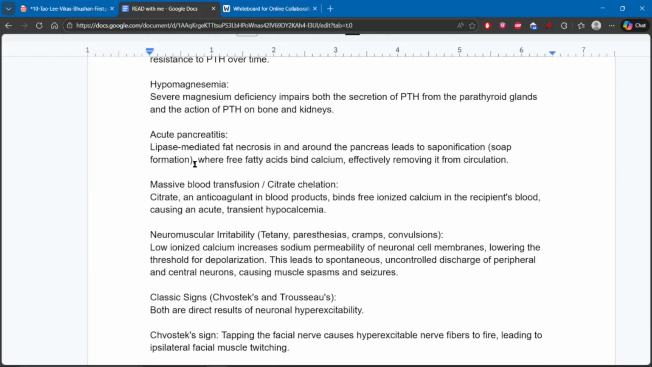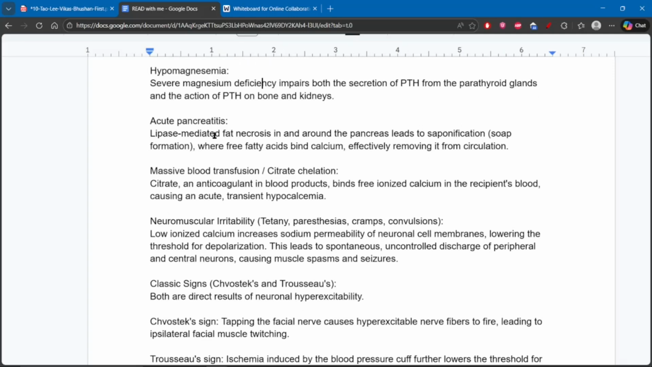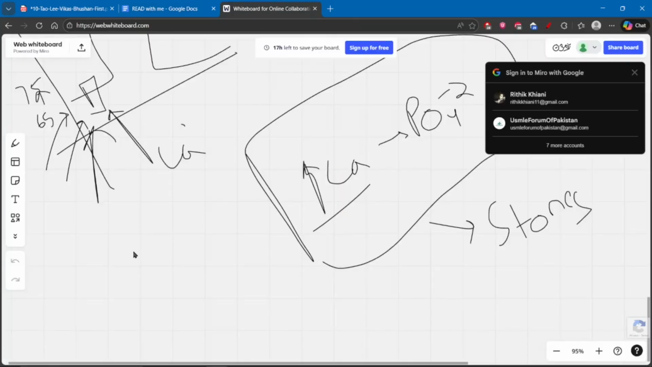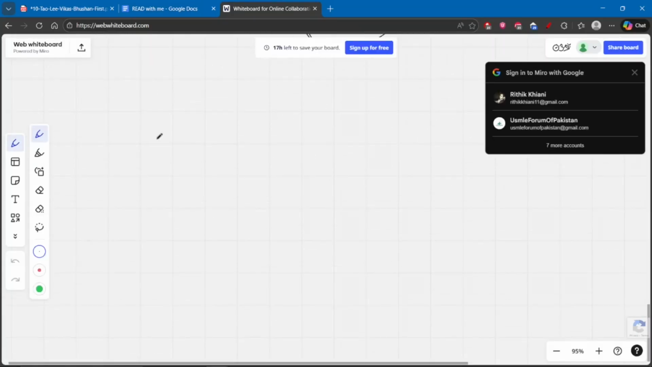How does acute pancreatitis cause hypocalcemia? Well, lipase mediated fat necrosis in and around the pancreas leads to saponification, which is soap formation, where fatty acids bind calcium, effectively removing it from the circulation. So there is a chemical reaction between the fatty acids and the calcium ions, right? So this chemical reaction would lead to soap formation, right? Saponification.